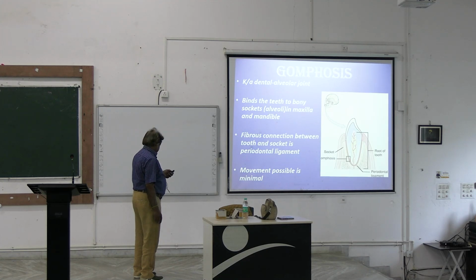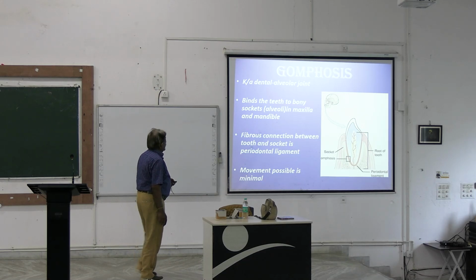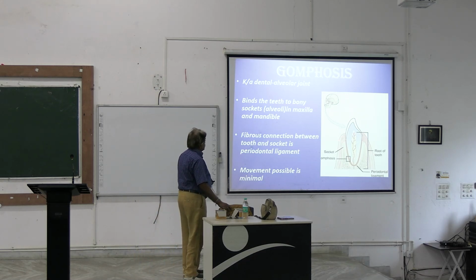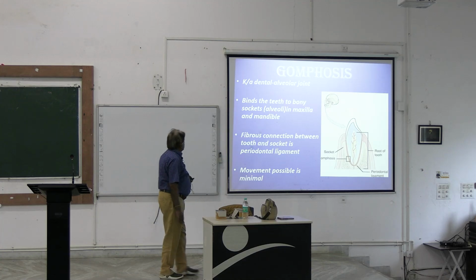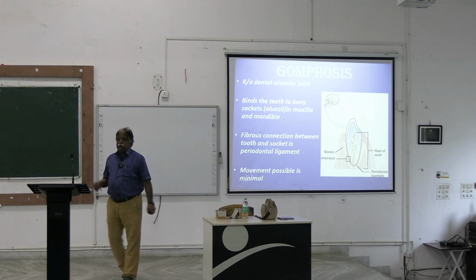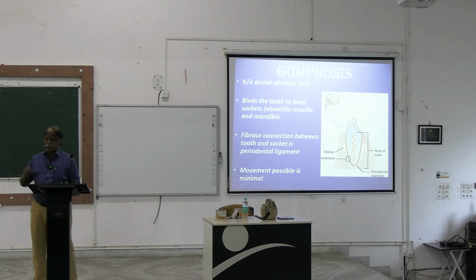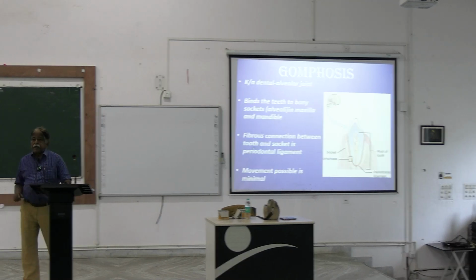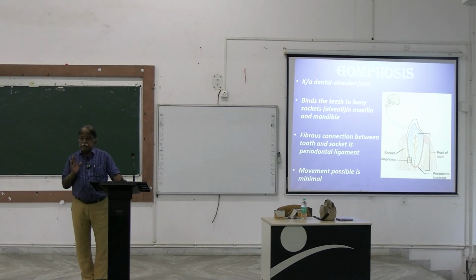Now, Gomphosis, very nicely illustrated here. This is the socket, this is the Gomphosis, root of the tooth, and periodontal ligament. This is the periodontal ligament here. Dental alveolar joint binds the teeth to bony sockets, alveoli in maxilla and mandible. Now, you have a caries tooth. If it is a small caries, then you go for root canal to save the tooth.